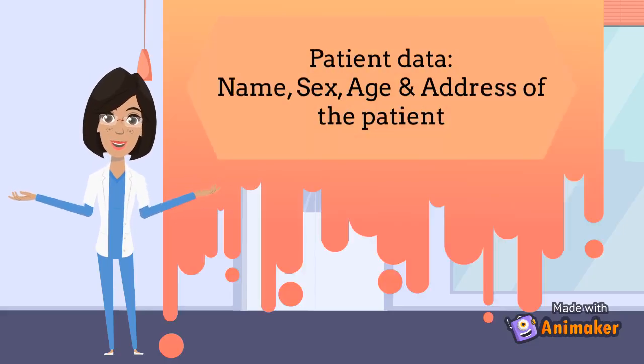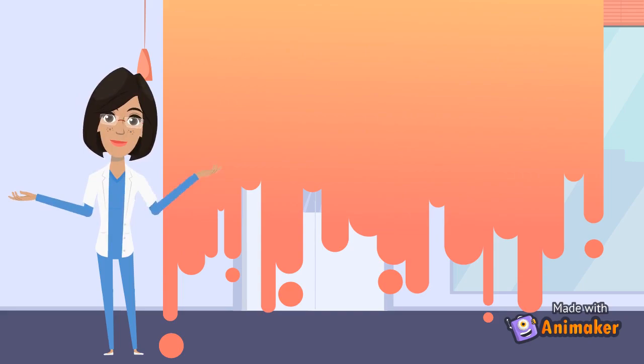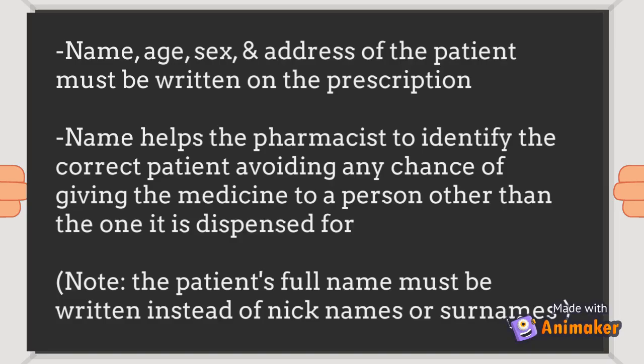The third part of the prescription, which is patient data, includes the name, sex, age, and address of the patient. Name, age, sex, and address of the patient must be written on the prescription. The name helps the pharmacist to identify the correct patient, avoiding any chance of giving the medicine to a person other than the one it is dispensed for.